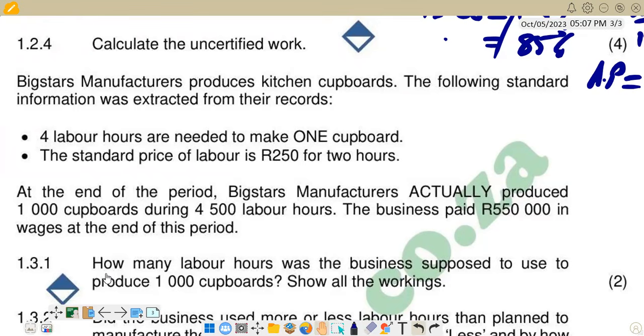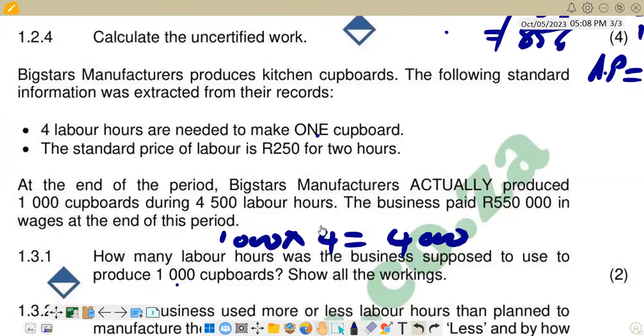Then 1.3.1 is saying how many labor hours was the business supposed to use to produce 1,000 cupboards. Show all workings. We are told that 4 labor hours are needed to make one cupboard, and they're asking us about 1,000 cupboards. So that's clear. If one cupboard is supposed to take 4 hours, what about 1,000? We are just saying 1,000 times 4. Then you get 4,000. That's our answer for 1.3.1.